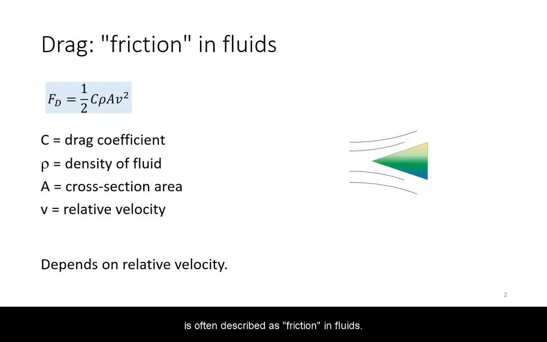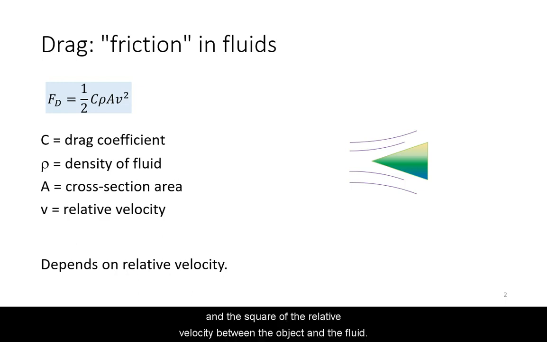Drag is often described as friction in fluids. While it is similar to friction in that it is a force resistive to relative motion, it behaves differently. This can be seen in the basic equation for the drag force. The equation says that drag force is directly proportional to a drag coefficient, the density of the fluid, the cross-sectional area upon which the fluid acts, and the square of the relative velocity between the object and the fluid.